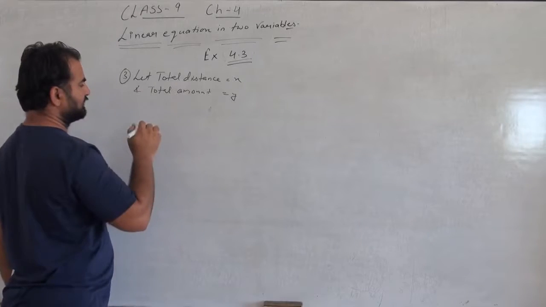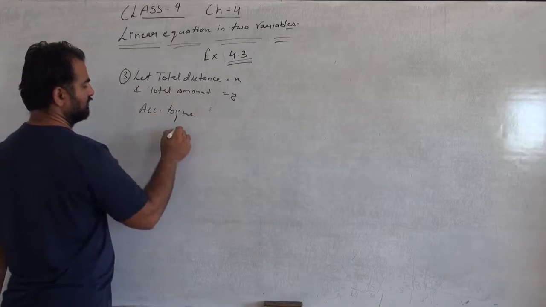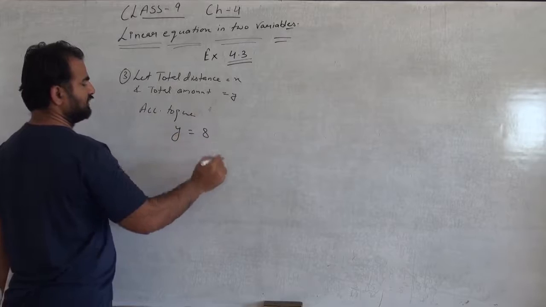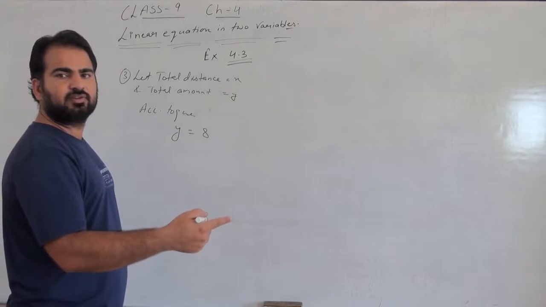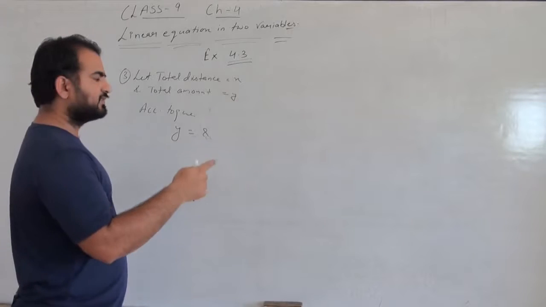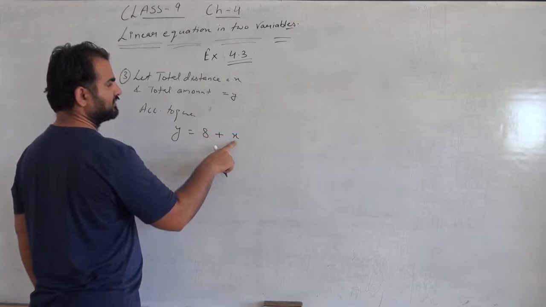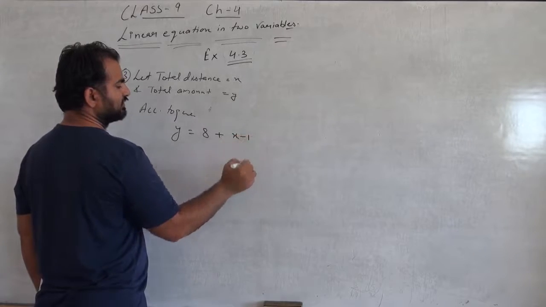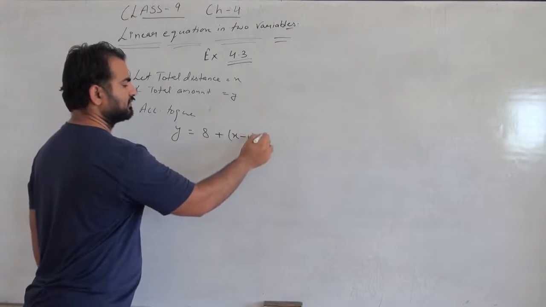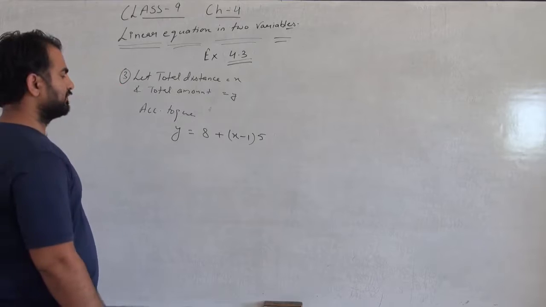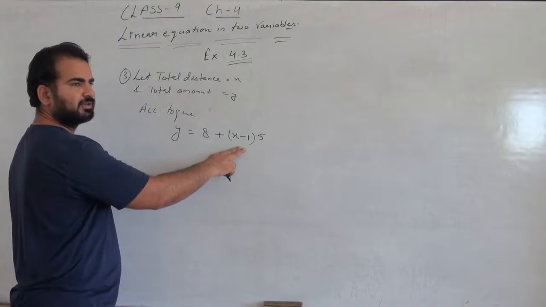Okay, so what we have to do is, the fixed price is 8 rupees. So according to the question, the total price is 8 rupees for the first kilometer, and for each subsequent kilometer we will have 5 rupees per kilometer. So if the total distance is x, for the next kilometers we will have how many rupees? 5 rupees. So we will multiply it by 5, because the first kilometer is already covered in 8 rupees, and for the next kilometers we will multiply by 5.